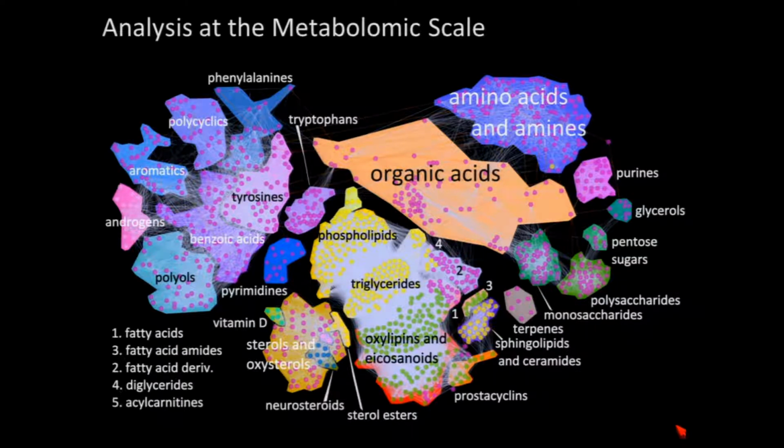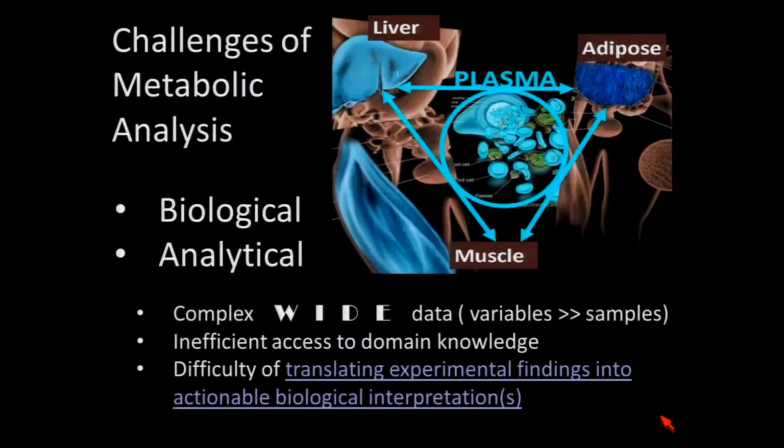I don't think I need to tell any of you that metabolomics is difficult. It's difficult because of the biology. It's difficult because of the analysis. It's hard to measure, but once you get your data, it's difficult to analyze. And really, the biggest difficulty is getting the results of your statistics, all your significant p-values, you name it, and then translating those into some kind of actionable biological interpretation.